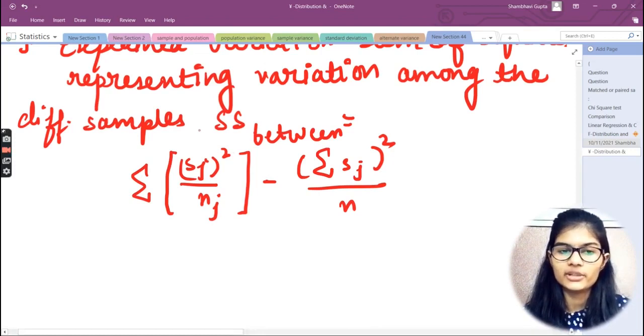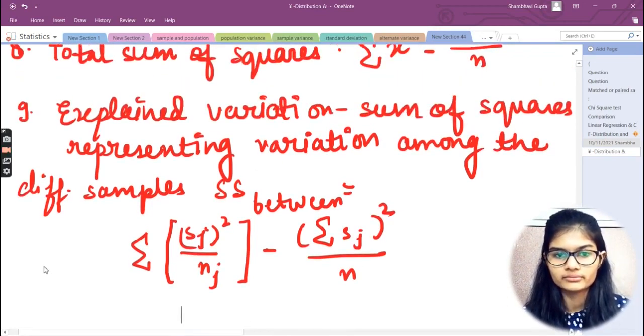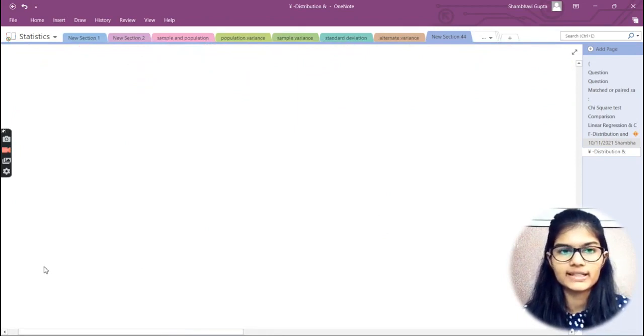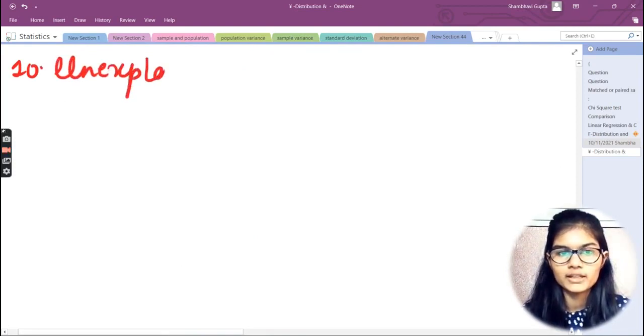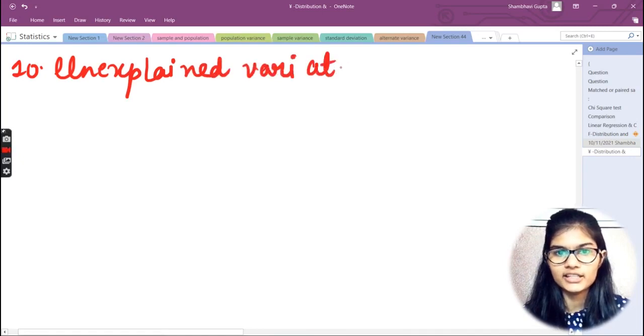Now fine, so explained variation is already done. What about the unexplained variation? The number which I had mentioned above was number 9. Now it goes to number 10 here. That's the unexplained variation.